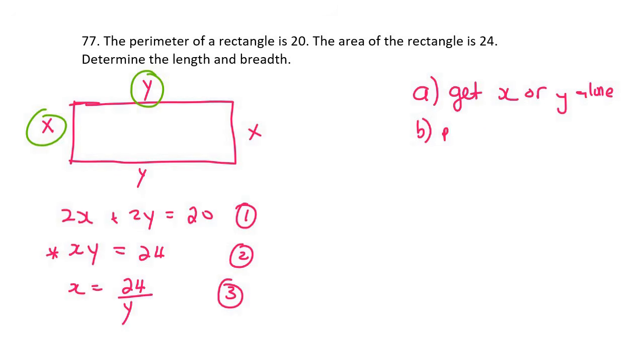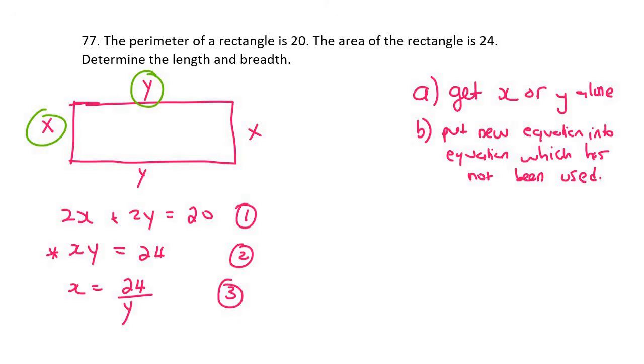So then what you do is you put the new equation that you've just made into the equation that you haven't used, the equation which has not been used. Okay, so that means we're going to plug number 3 into the one that we haven't used, which is number 1. So wherever we see an x, we're going to replace it with 24 over y.